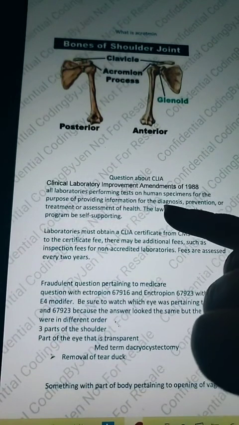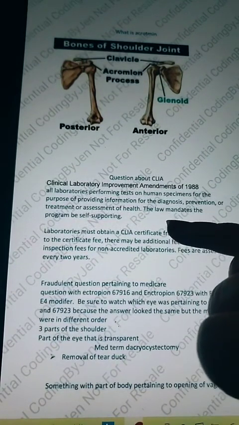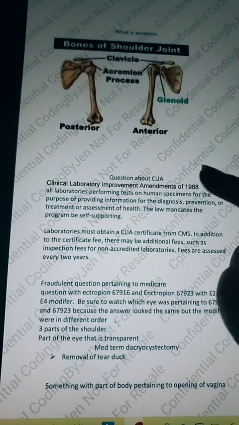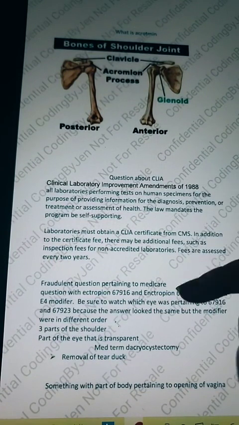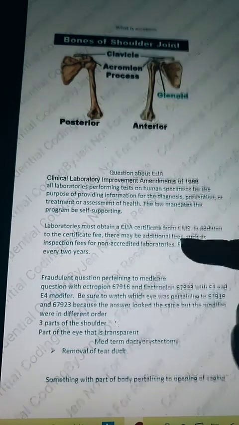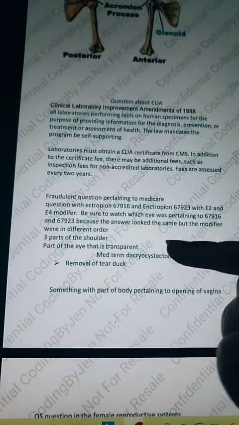CLIA, be sure you understand what a CLIA waiver is. Be sure you know how often they need to be audited or regulated, which is every 2 years. They have to pay some fees and get audited. So be sure you understand those.